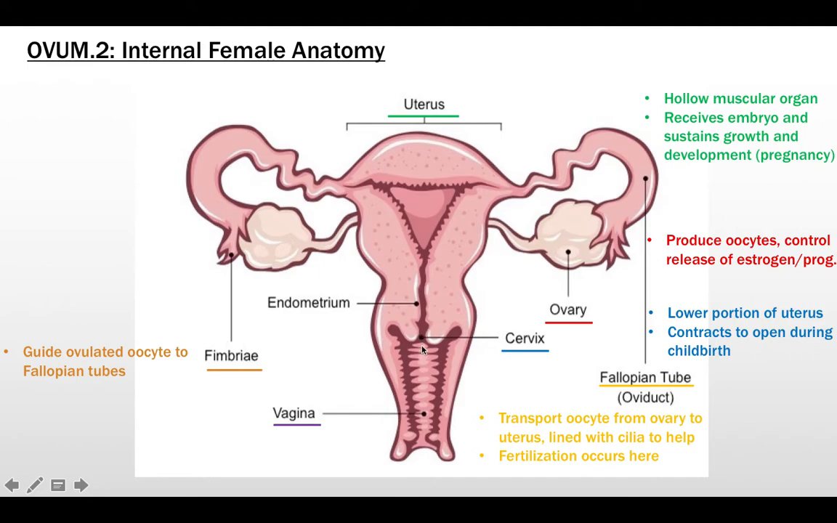So the cervix is a really narrow opening that sperm can go through, or that the uterine lining will be shed through before it then makes its way towards the vaginal canal. So this is where the penis can reach during intercourse, and it's also the channel for childbirth.